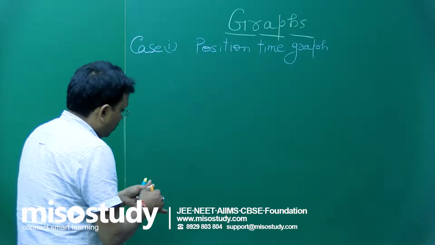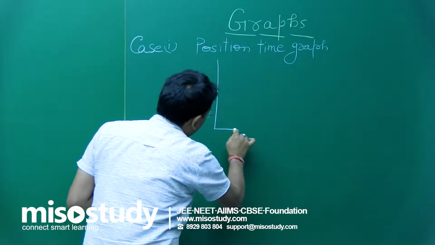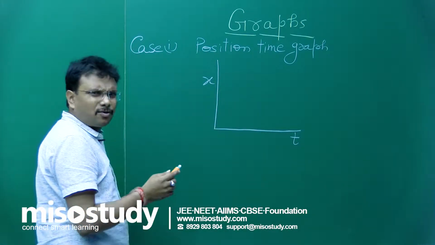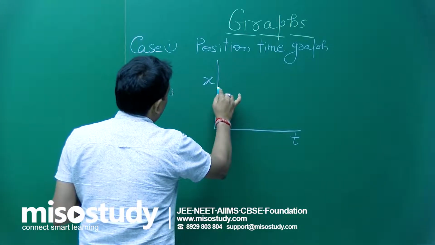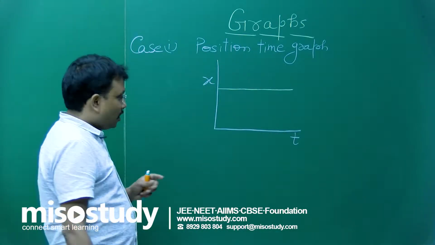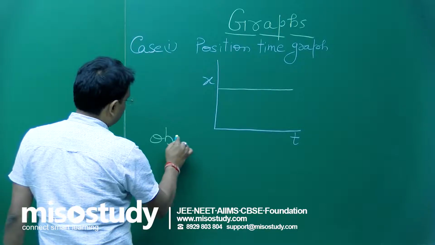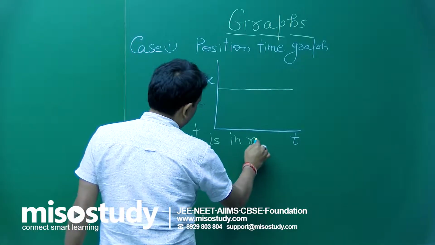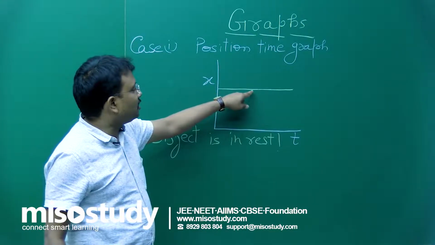So let us try to plot a graph over here and then we will mention what you can conclude. This is time and this is position, x, y, something like that, no problem, you are not mentioning the coordinates. Now this is like this. So what I can conclude just in one line, that is, object is in rest.